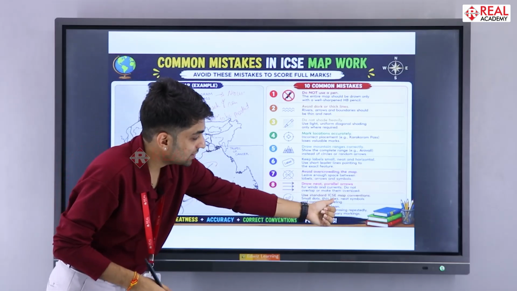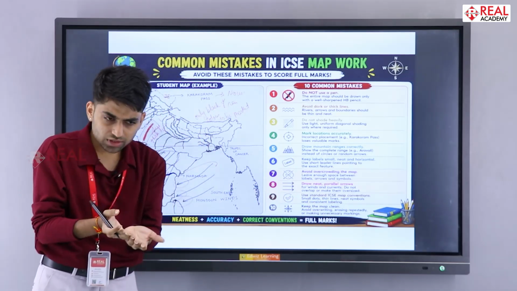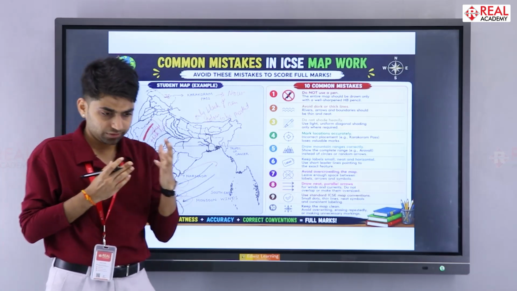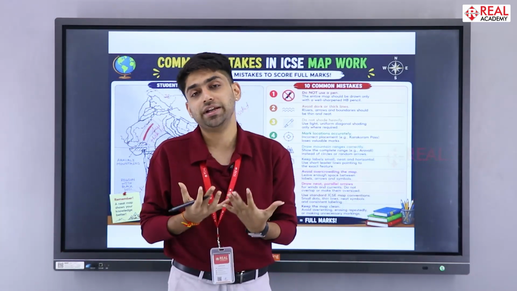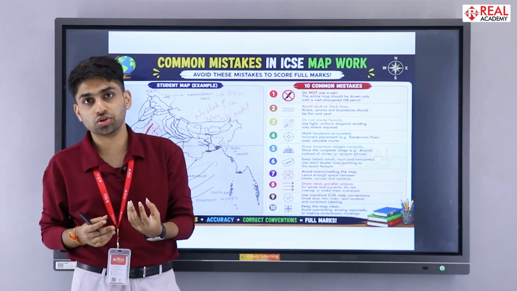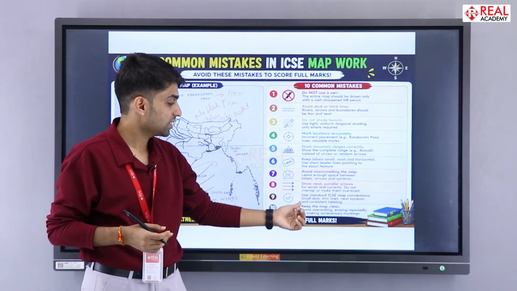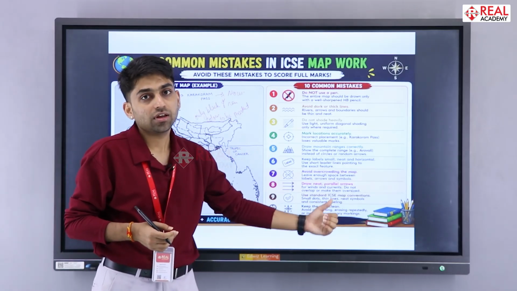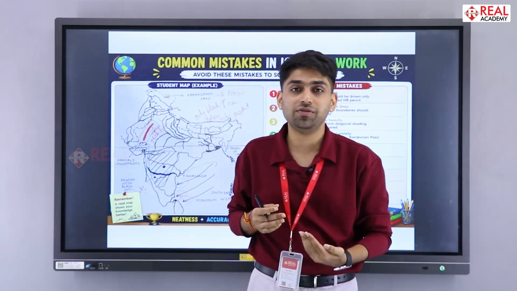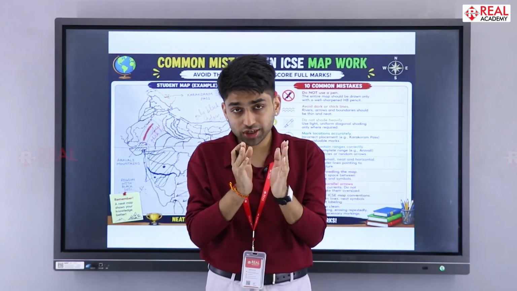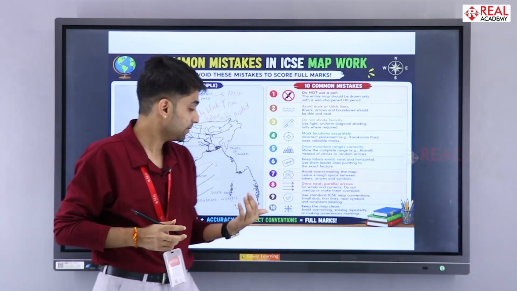Use standard ICSE map conventions, like small dots. Whenever time is available, go to your teachers and ask which kind of symbols and which color pencil you are supposed to use. Make neat symbols and consistent labeling. That's the reason I'm planning to solve one map every week, because only then can you score 10 out of 10 in your map work and topographical map work.